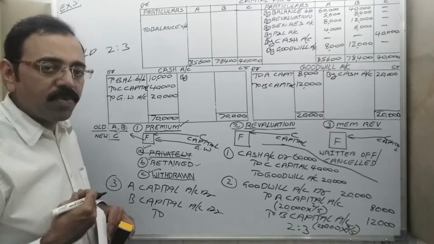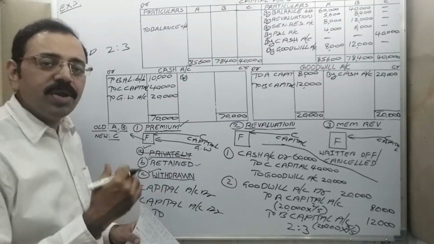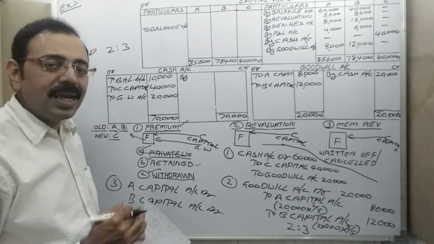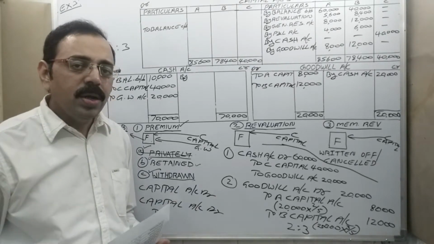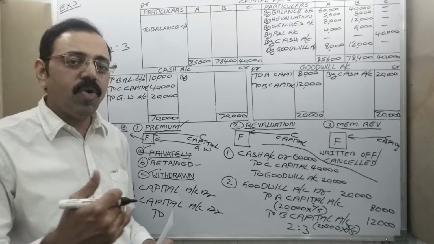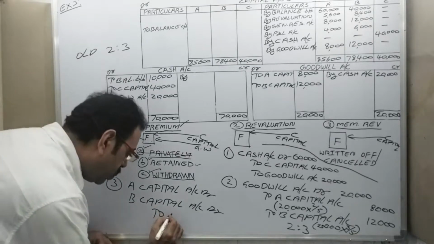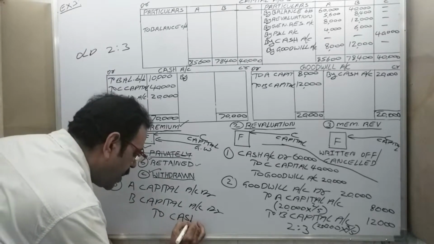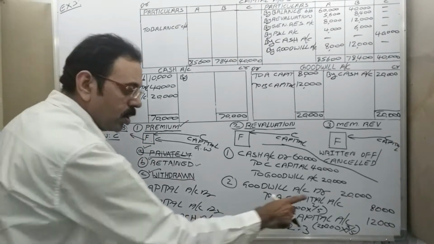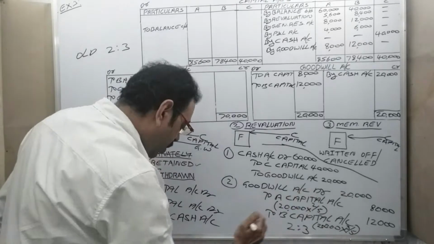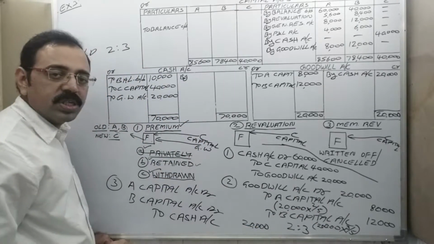Then what should we write? Think from the firm's point of view. Old partners are taking money from the firm. So cash is going from the firm. Cash is an asset. It comes under real account. What is the real account rule? Debit what comes in, credit what goes out. Cash is going from the firm. Therefore, we should credit cash account. How much cash are they taking? The goodwill amount they are taking now. Therefore, for cash we should write the goodwill amount 20,000.